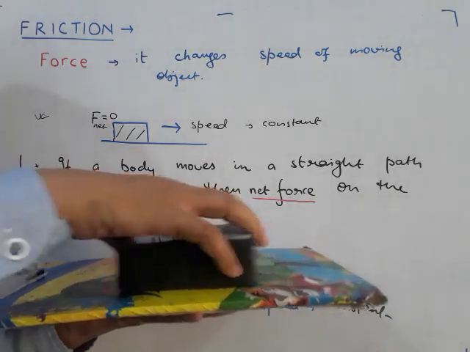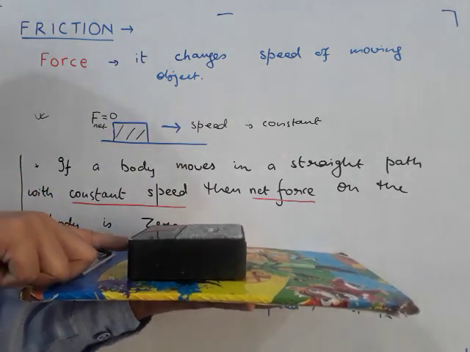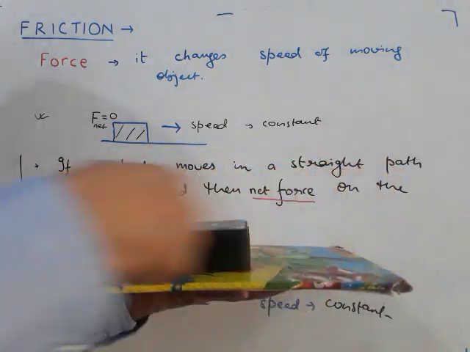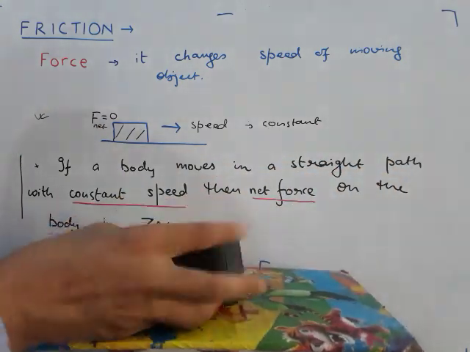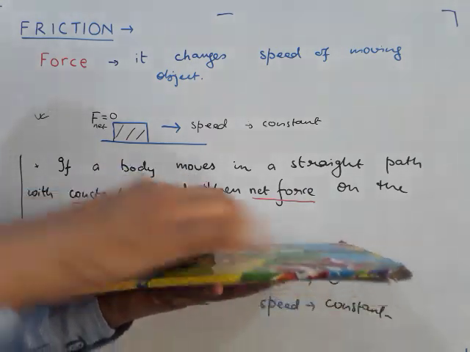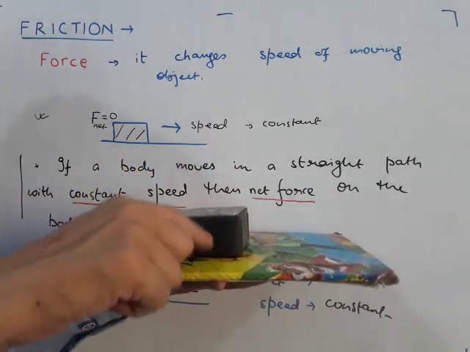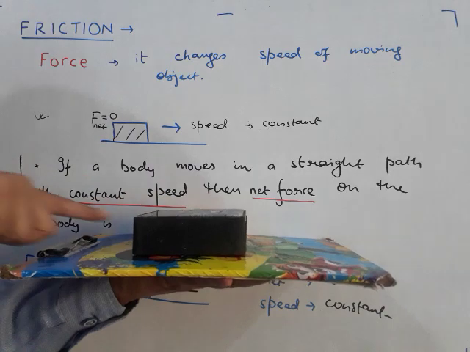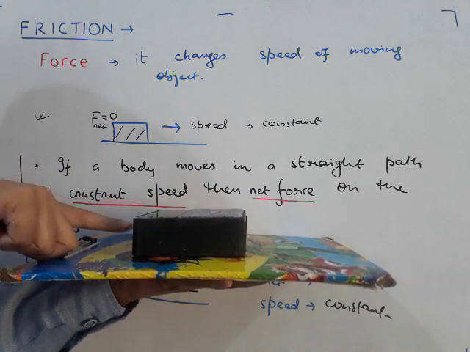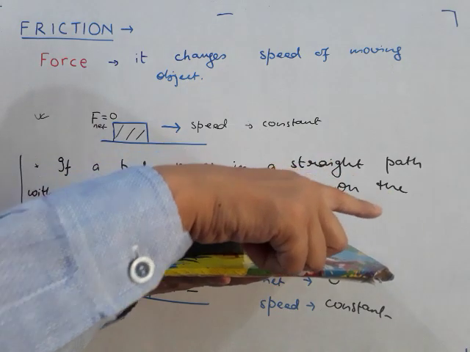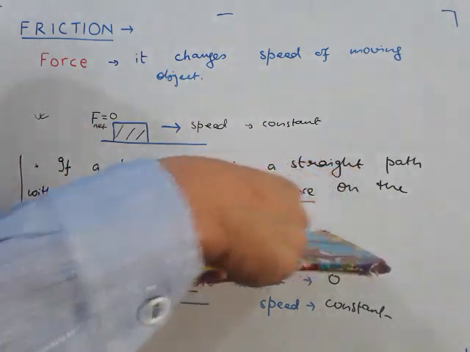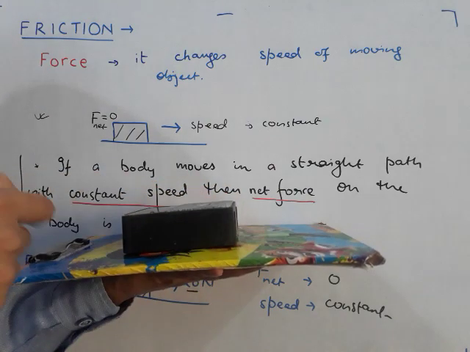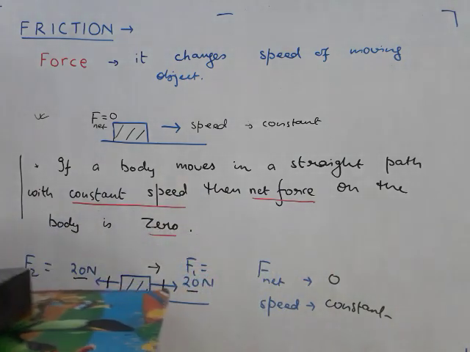So when I apply a force of 2 Newton in the right direction and I find that this body is moving with constant speed, it means there must be a force in the opposite direction. That force is acting between the base of this object and this plane. So between these objects there is a force of friction which acts in a direction opposite to the applied force. This finger is applying the force, so this is the applied force. The applied force is towards right, and its value is how much? 2 Newton. The frictional force between these two bodies acts towards left, and its value will also be how much? 2 Newton.